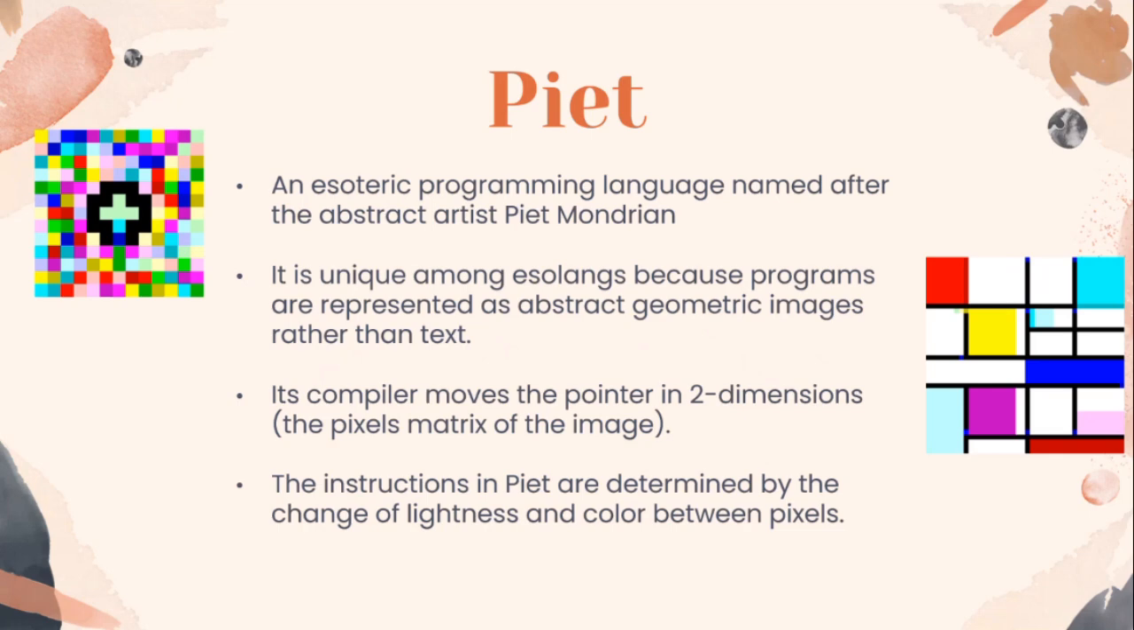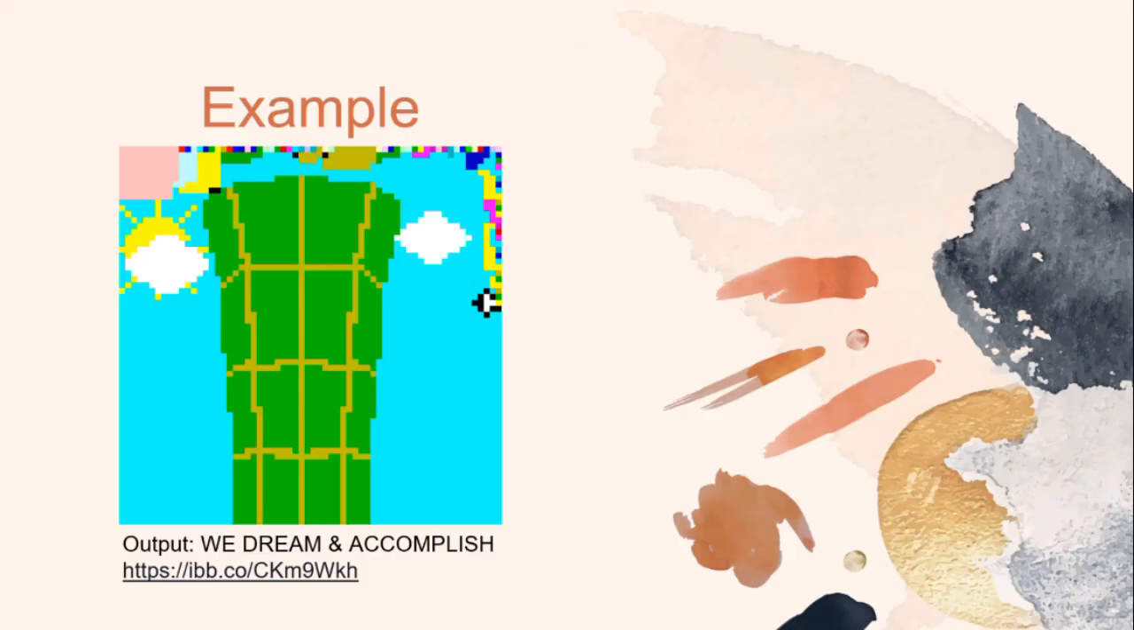The interpreter moves in a two-dimensional grid, and the instructions in Piet are determined by the change of lightness and color between pixels. Here's an example of a Piet program where the output is "We dream and accomplish," the main motto of KFUPM.